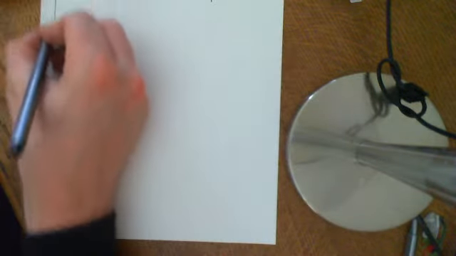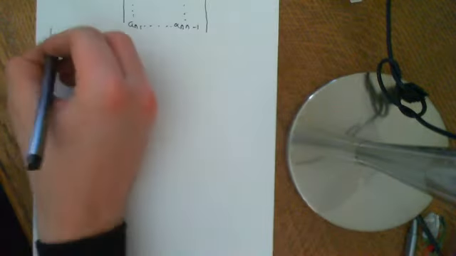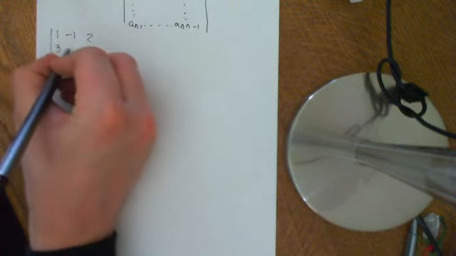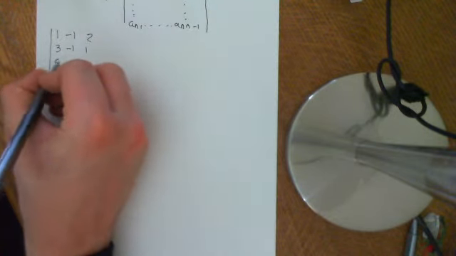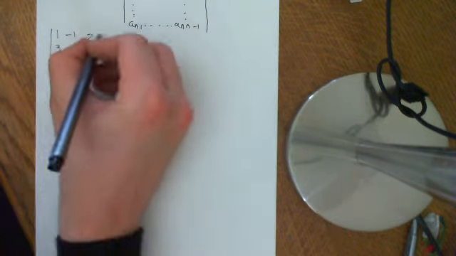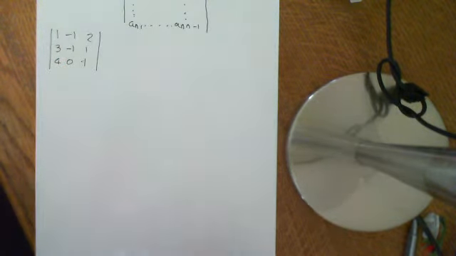So I just want to do one quick example of how to calculate a determinant of a 3x3 matrix. So let's just make up an example. Let's make as small numbers as possible so that we can do it in our heads, hopefully. 1, minus 1, 2, 3, minus 1, 1, 4, 0, 1. Okay, hopefully those aren't linearly dependent.